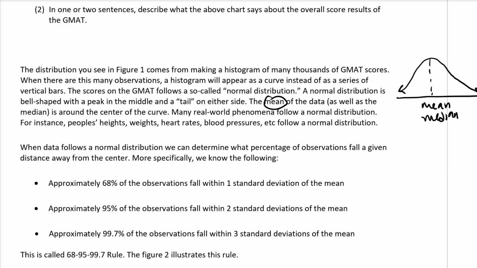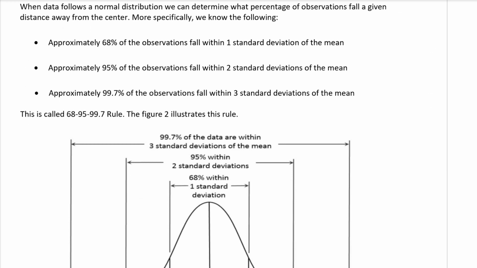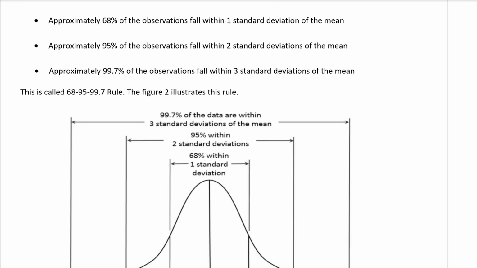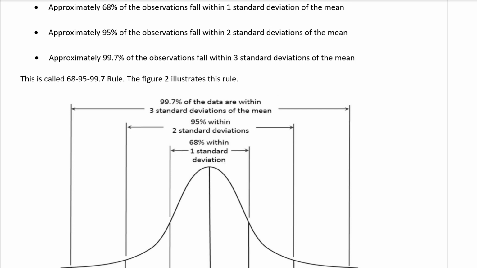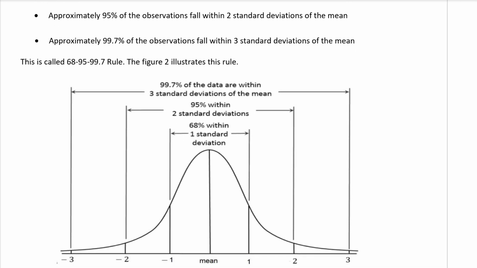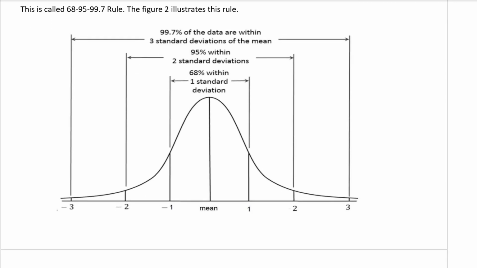And here's what it says: approximately 68% of all the observations fall within one standard deviation of the mean. Approximately 95% fall within 2 standard deviations, and approximately 99.7% fall within 3 standard deviations of the mean. This is what you see on this diagram, and that is called the 68, 95, 99.7 rule, also known as the empirical rule.